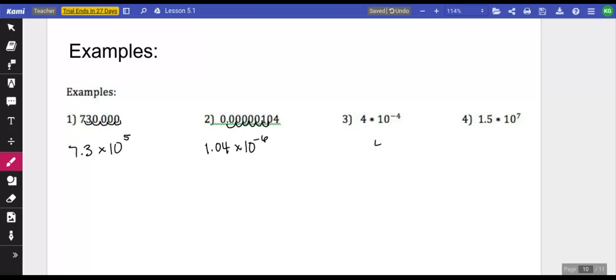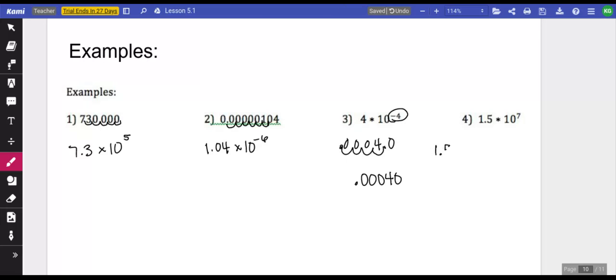On number 3, it is in scientific notation. It's like 4.0. And I need to move it back into standard. And it says to go negative 4, so left 4. 1, 2, 3, 4. And I fill these spaces in with zeros. So that would be the answer.